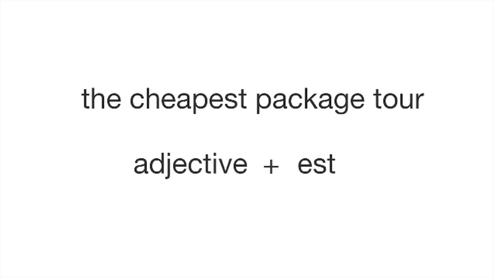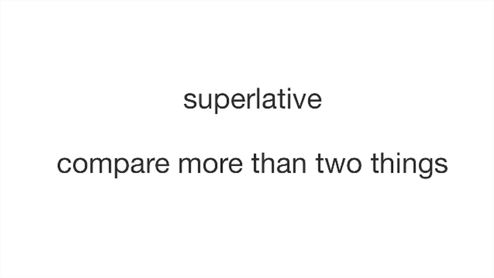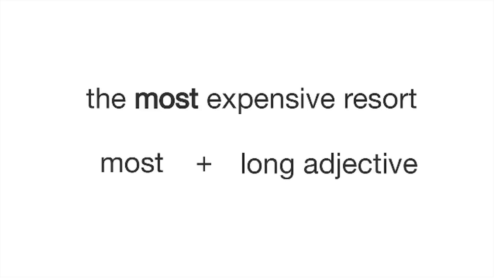Eddie wants a cheap holiday. He's on a tight budget. Luckily, Christina has lots of different kinds of travel brochures. I got you a whole range. Everything from the cheapest package tour to the most expensive resort. The cheapest package tour. We add est onto the adjective to make the superlative, cheapest. The superlative is used when you compare more than 2 things. But if the adjective is long, like expensive, we use most before the adjective. Most expensive. Let's look at another example from the movie.